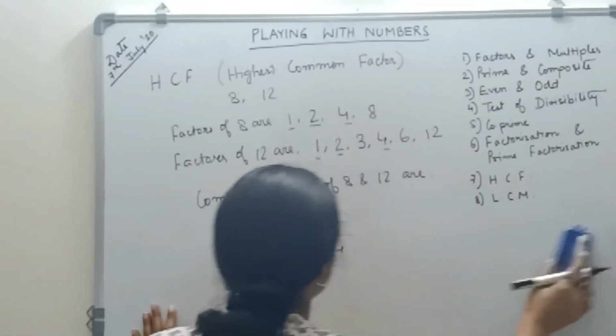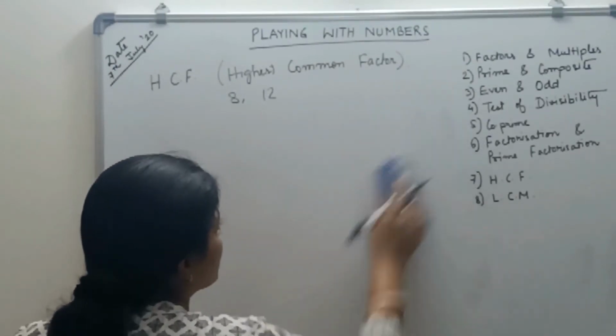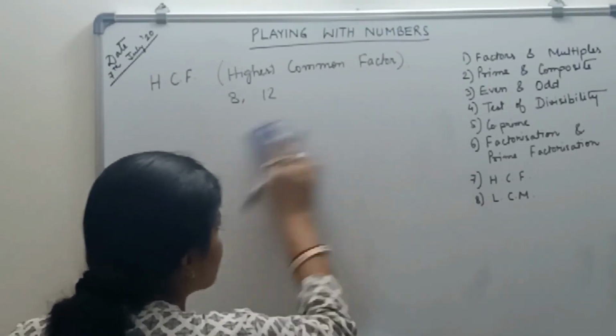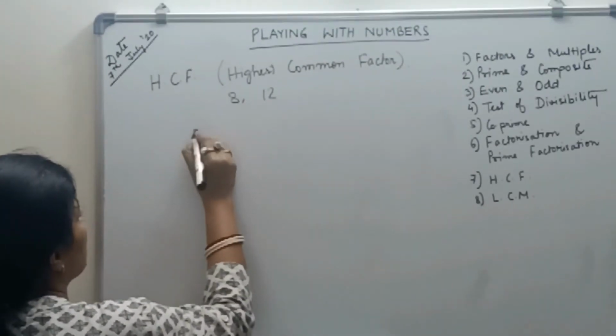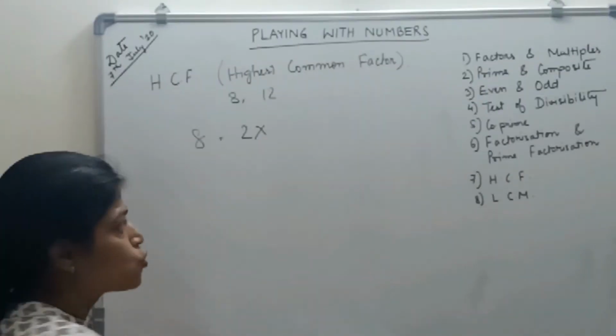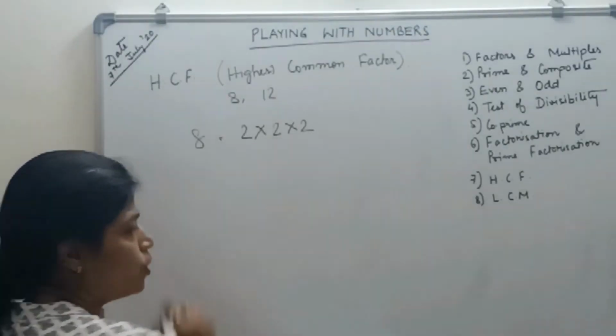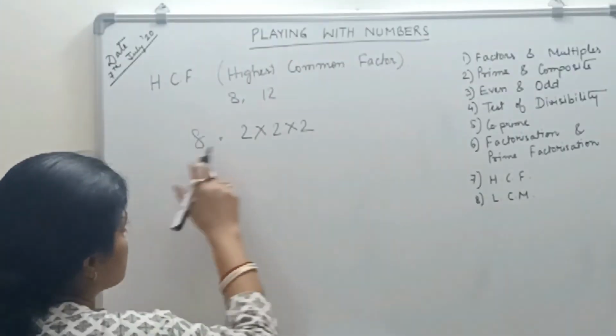Other way, how can we find? This is if I write in a prime factorization way. 8 can be written in prime factorization as, how can we write 8? 2 into 4 is 8. So 2 into 2 into 2. 2 into 2, 4. 4 into 2 is 8. This is the prime factorization of 8.